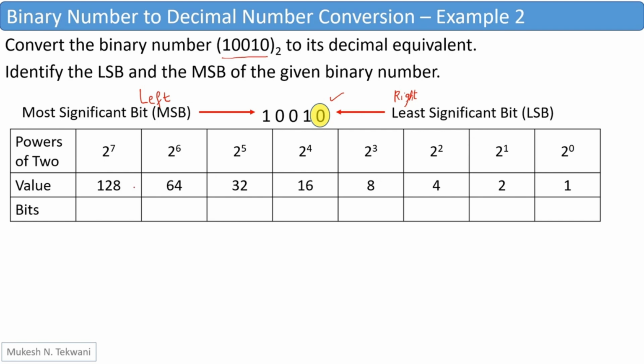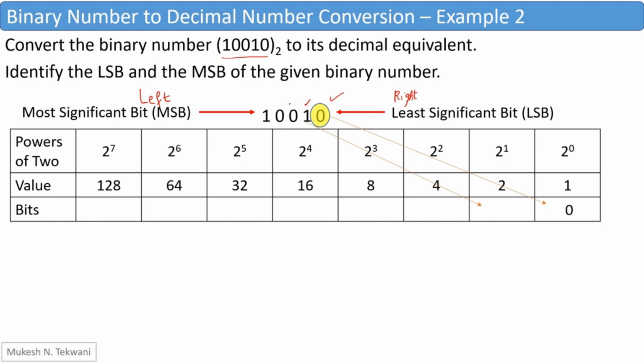Now again, the third row will contain the bits. So we will pick up each bit starting from the least significant bit and put it below the appropriate power of 2. So since this is the least significant bit, it has the smallest weight, we copy this bit under 2 raised to 0, so that is 0. The next bit is 1, so we copy this bit under the power of 2 raised to 1.